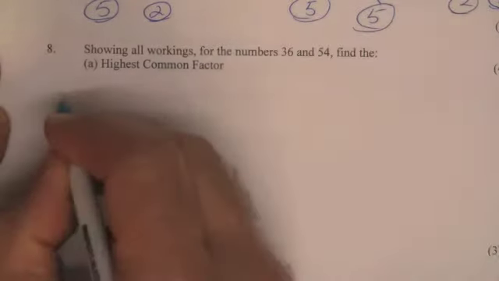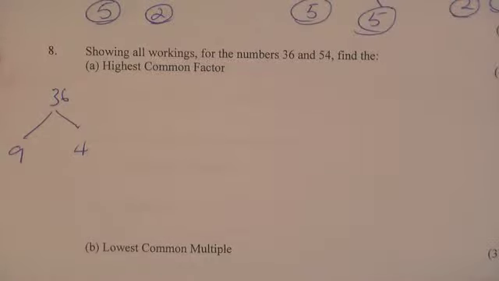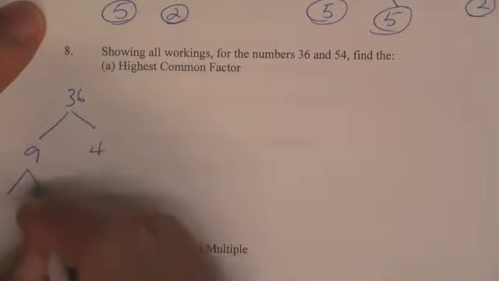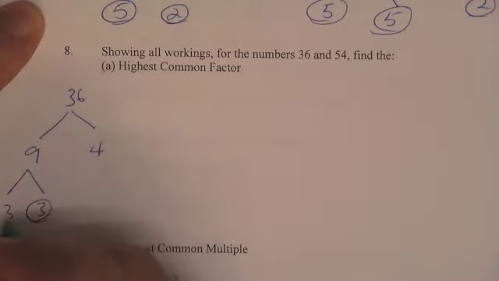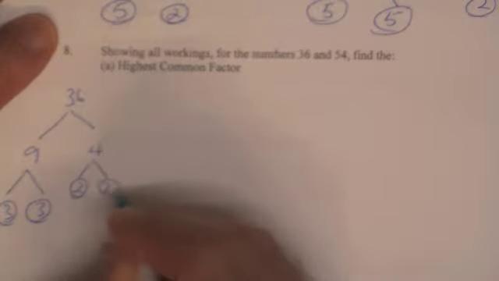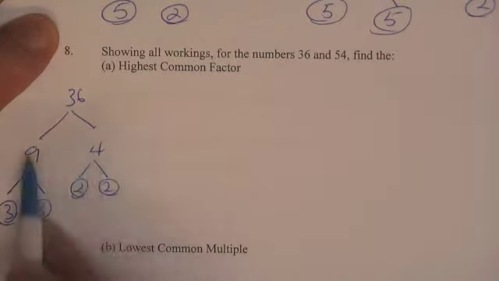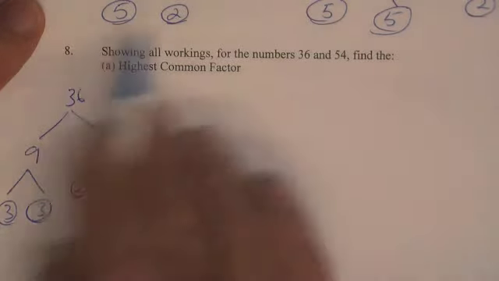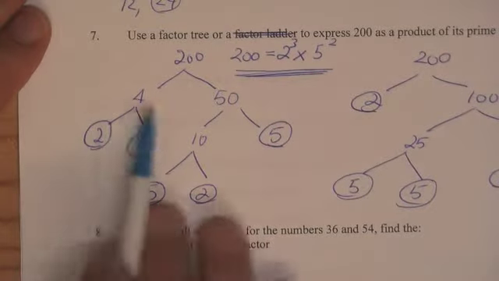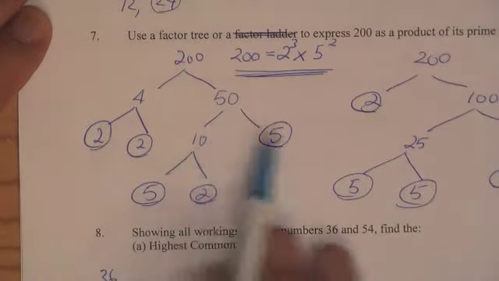So we'll start with 36, 9 and 4. As long as you are accurate with your factors, it doesn't matter which factors you choose here. 9 is 3 and 3. I've got 3 times 3 and 2 times 2 for 4. 2 times 2 is 4. 3 times 3 is 9. 9 times 4 is 36. That's correct. Check your workings back through your factor tree. Make sure that factor tree is actually accurate.